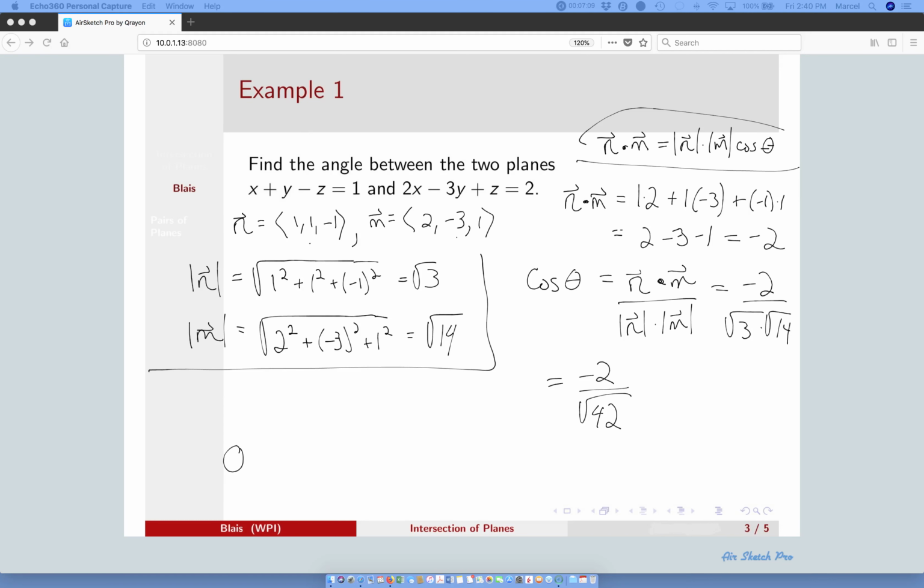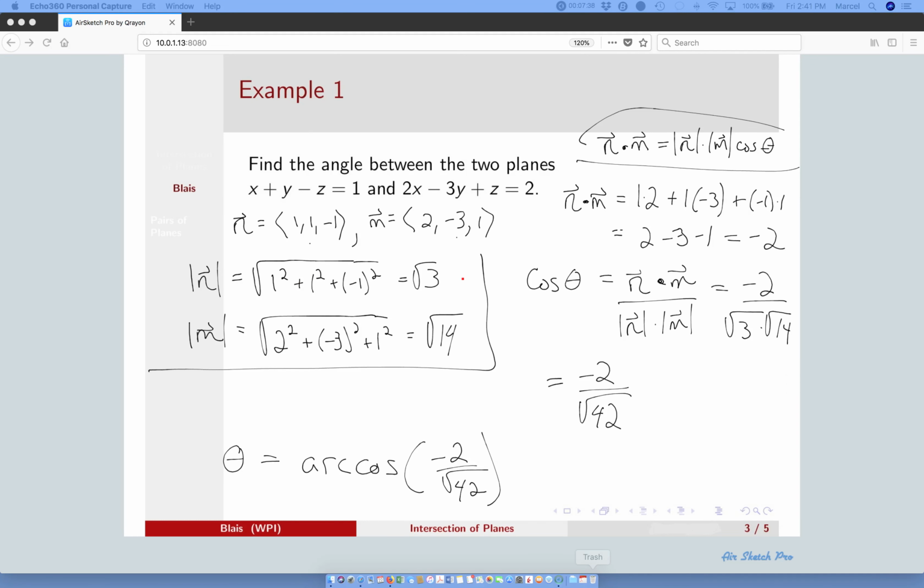So theta is the inverse cosine of negative 2 over root 42. Taking this equation, cosine theta is equal to this, so we take the arc cosine of both sides to get theta. And this won't work out to be anything nice. Okay, so that gives us an example of finding the angle.